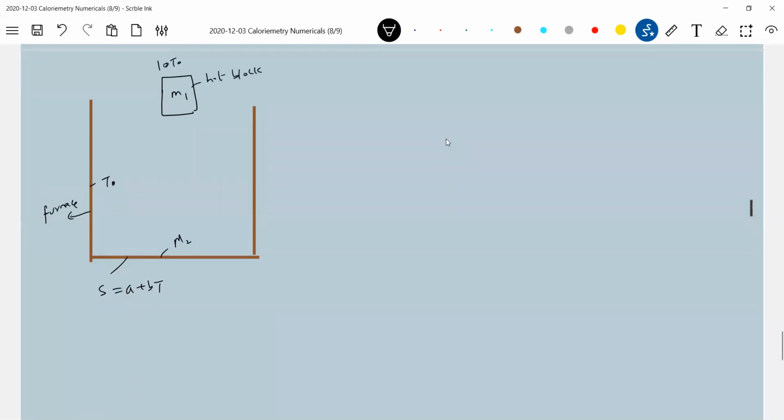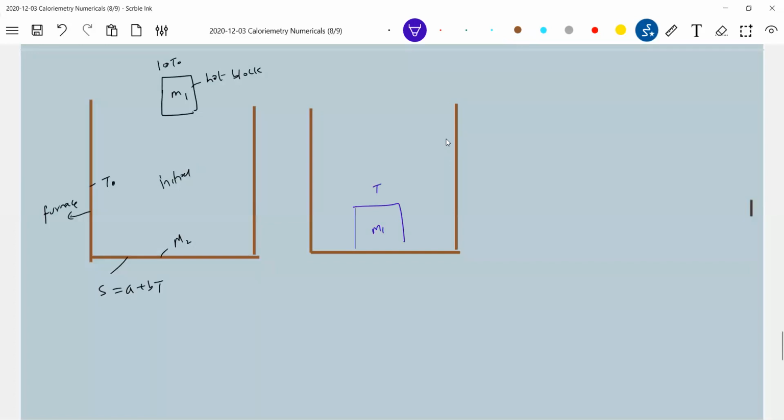A hot block I'm going to place in a furnace whose temperature is T naught and mass of the furnace is M2. Specific heat varies with temperature. There's the initial. So finally, what would be the temperature at equilibrium? Small idea based problems, very, very small. Specific heat, in fact, need not be constant. It varies. Over a range of temperature, it remains constant.